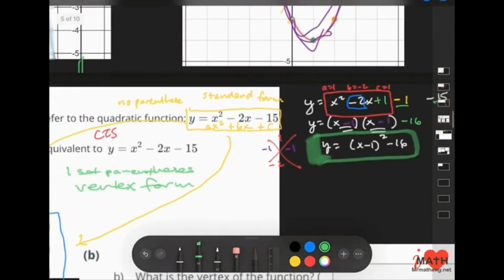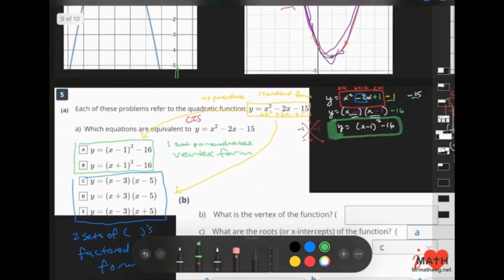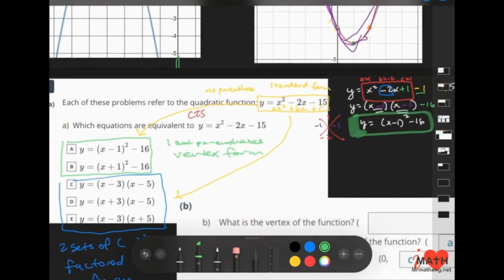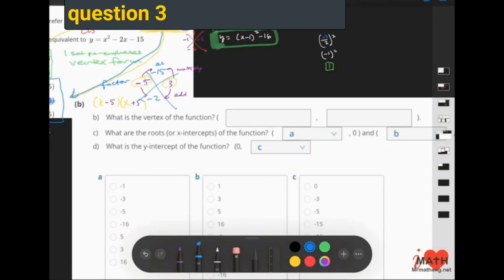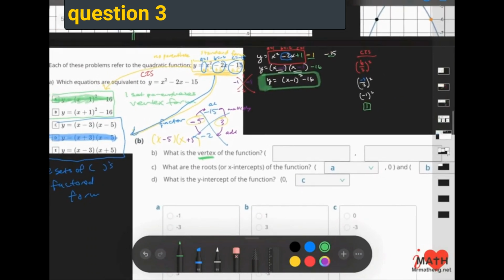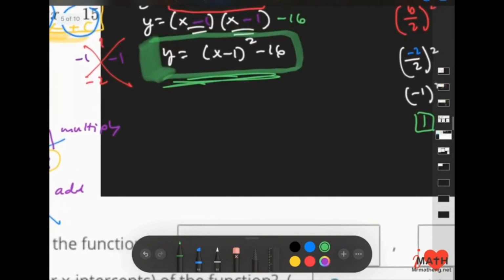Okay, so let's see. We're trying to get vertex form. To get to one set of parentheses, you have to complete the square, which we just did, and the answer is A. Okay. What is the vertex of the function? Well, think about this. What is the vertex? Well, you already have one of the forms. That's called vertex form in green. So let's go over here and take something from this. What is vertex form? Y equals, from your foldable, guys.